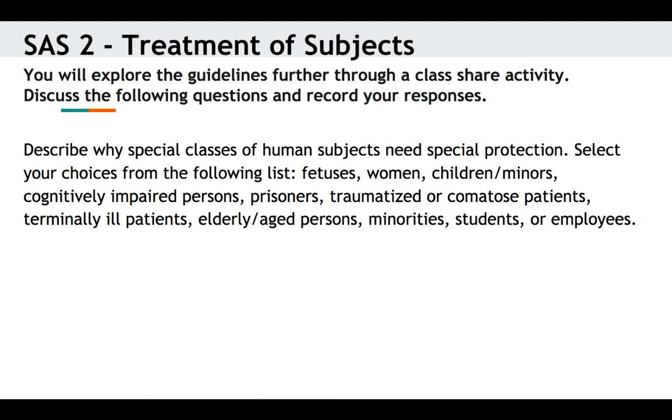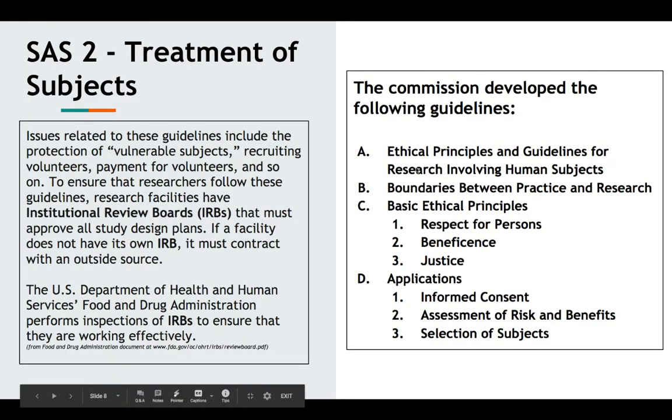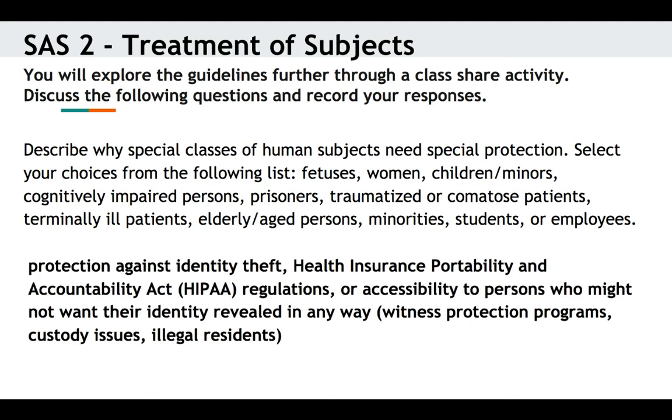Understand, you're going to go back and look at these situations right here to determine whether or not they deserve some kind of ethical treatment. So, terminally ill patients, elderly or aged people, minority students or employees. Now, think about this for a second. Why would any of these need special protection? So, think about these. Protection against identity theft. HIPAA. Accessibility to persons who might not want their identity revealed in any way. Witness protection programs, custody issues, illegal residents. I think that's an answer for something else, but let's look at why they need special protection.